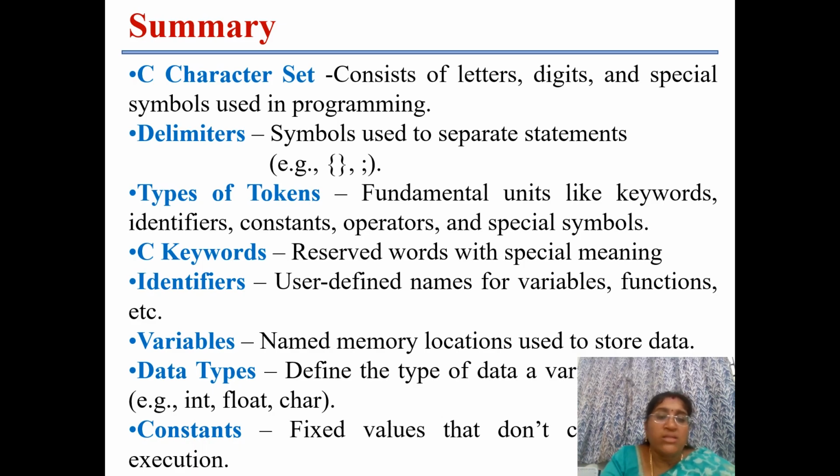Next, keywords. Keywords are predefined reserved words in C with special meaning. Keywords cannot be used as variable names. Data types define the kind of data a variable can store. In this section, we discussed the integer data type, float data type, and character data type. The last one is constants. A constant is a fixed value that does not change during the execution of the program.